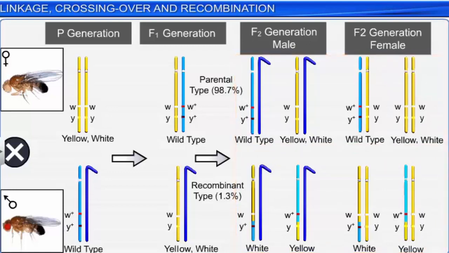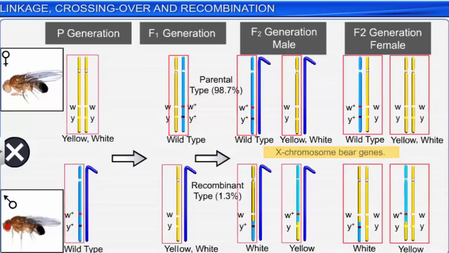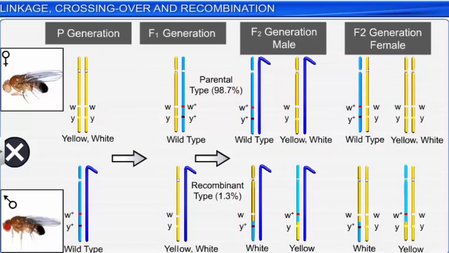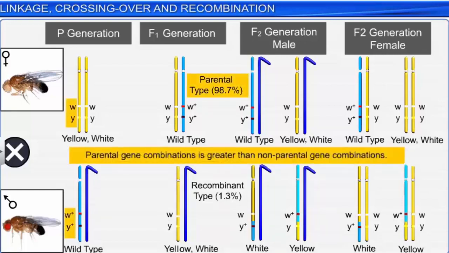Morgan and his colleagues knew that the X chromosome bears genes. Furthermore, they noticed that during a dihybrid cross, if 2 genes lie on the same chromosome, then the proportion of parental gene combinations, that is, y w and y+ w+ in this case, was much higher than non-parental gene combinations or the recombinant types, that is, y+ w and y w+.